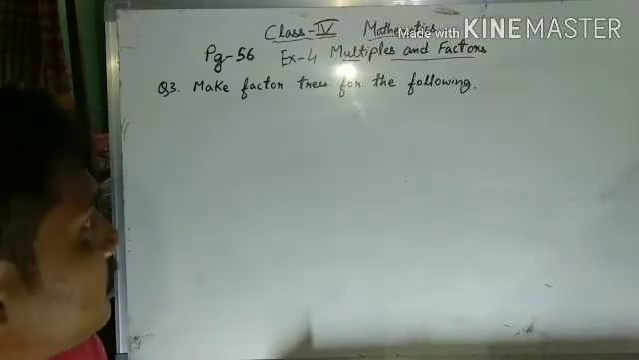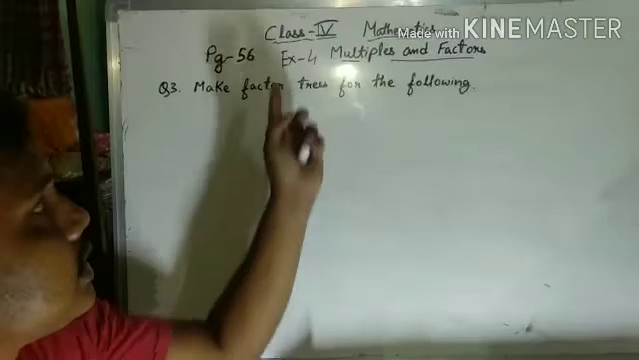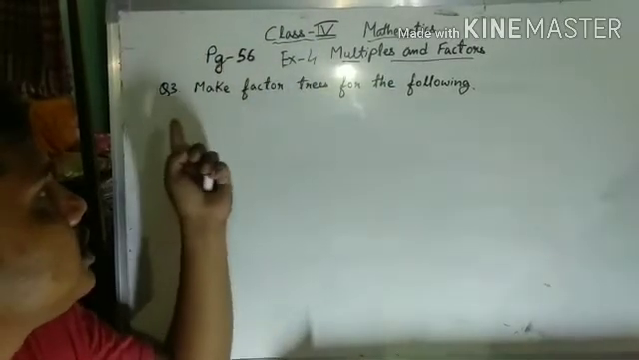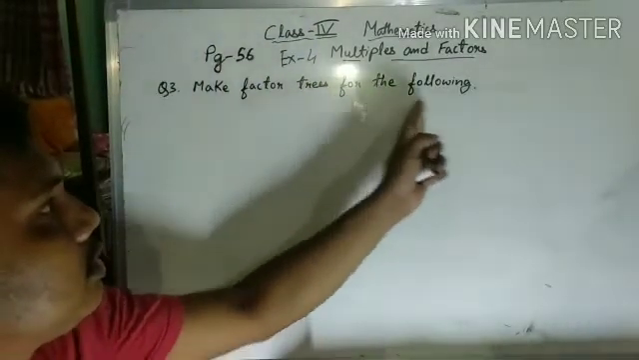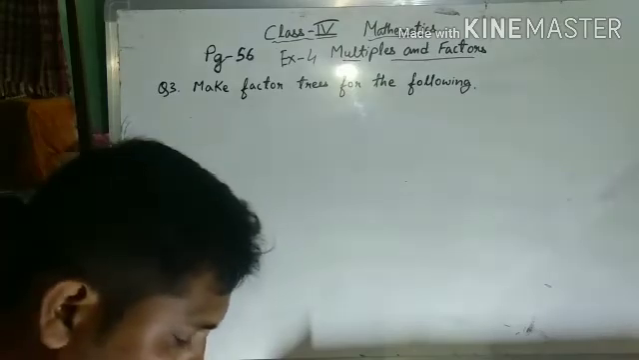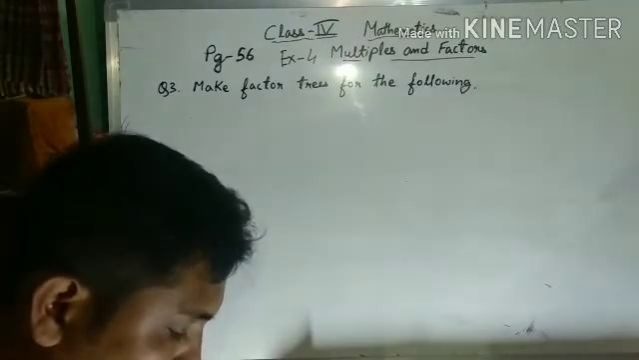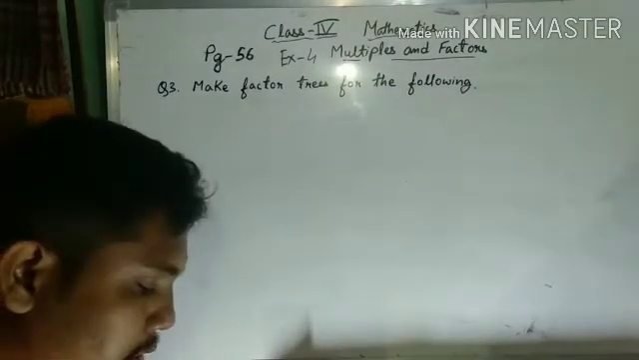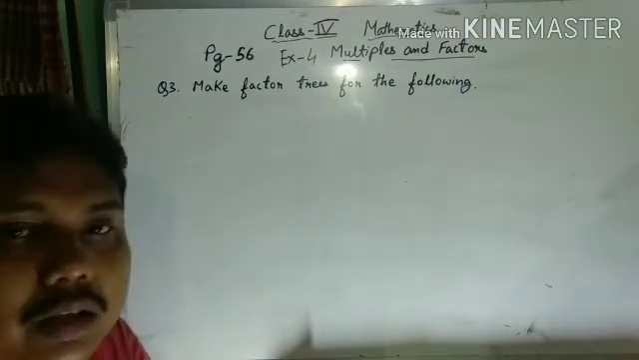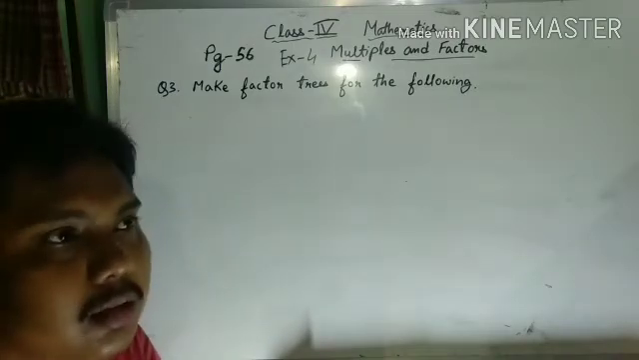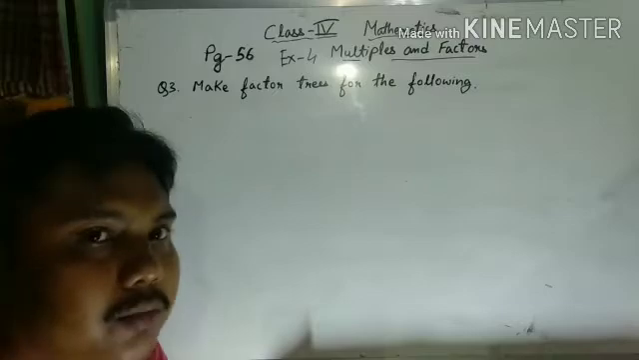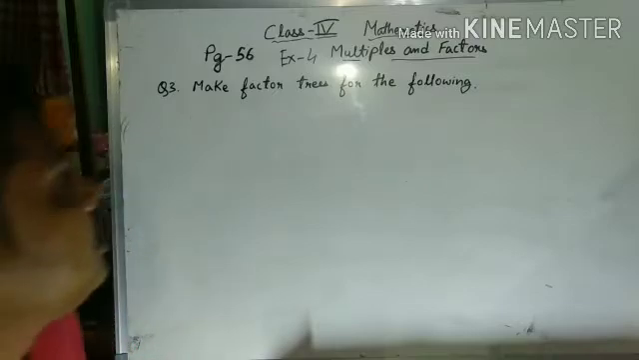This is from your page number 56, exercise 4. Your question is: make a factor tree for the following. Here in the book, question number A is 8. But before doing the book question, I will take some examples that are different from the book. So let's take any number.